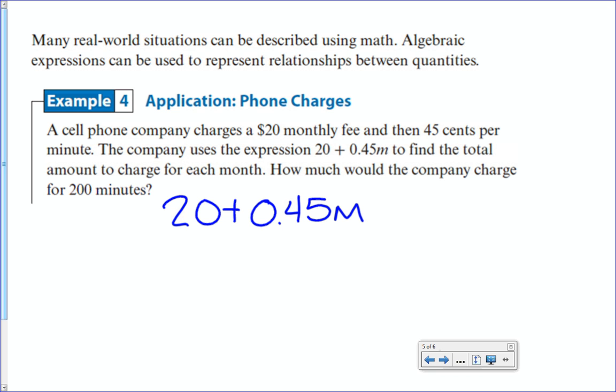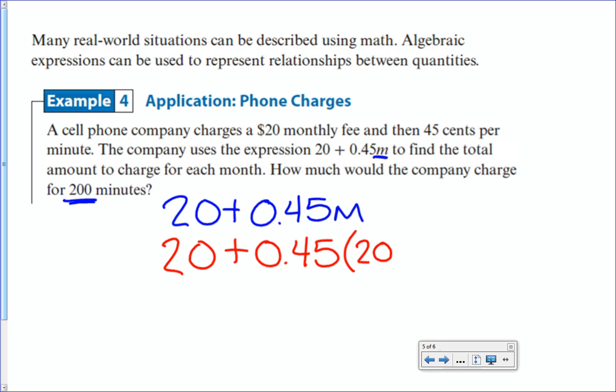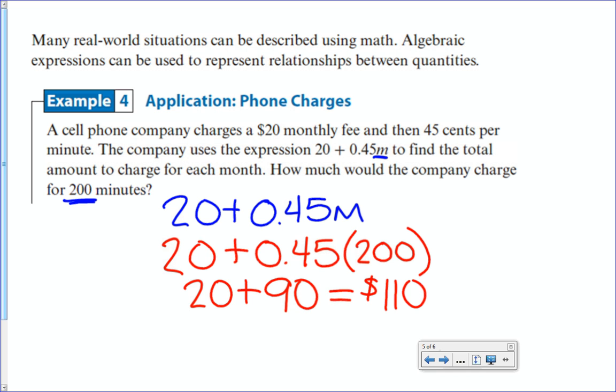So in this problem, all they want me to do is replace m, which represented minutes, with 200. So let's do that. So we have 20 plus 45 cents times 200, and that's going to give me my total. So I'll first start by multiplying 45 cents by 200. Well, that gives me 90. Now we'll add the 20, that's the monthly fee, and we get a total cost of $110.